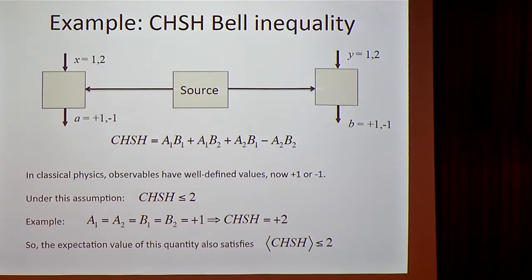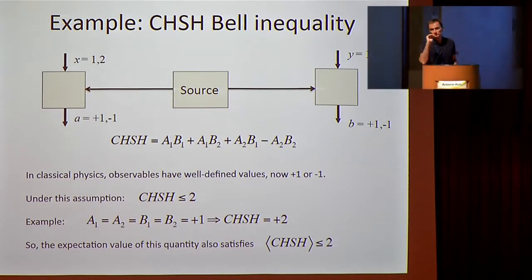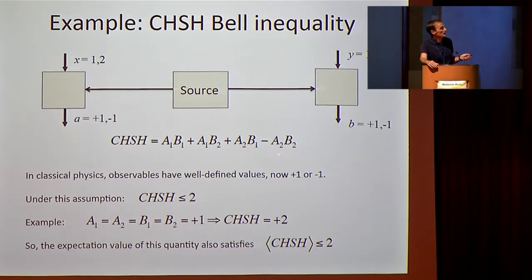This is something that you don't need any deep mathematics to do. If these are plus and minus ones, you can see that this function can take the value plus or minus 2. These are all the values it can take. This is very simple to prove: you take all possible combinations of plus and minus ones here, and you will see that it's plus 2 or minus 2. You don't need any group theory or anything like this. It's just simple mathematics. For instance, if you impose that A1 equals A2 equals B1 equals B2 equals plus 1, this is plus 1, plus 1, plus 1, minus 1, which gives 2.